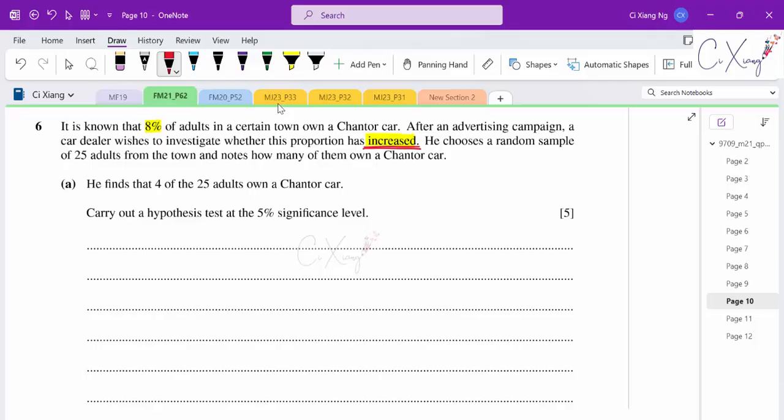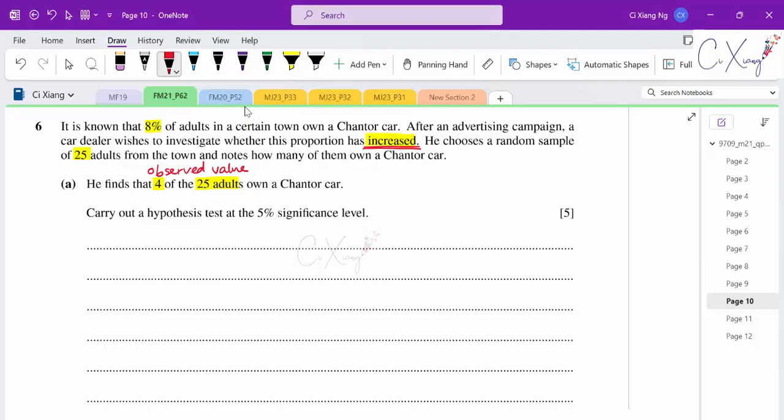He chose a random sample of 25 adults from the town and noted how many of them own a car. He finds that 4 of the 25 adults own a car. So the 4 here will be the observed value, which we'll use to calculate our p-value later. They want us to carry out a hypothesis test at a 5% significance level.